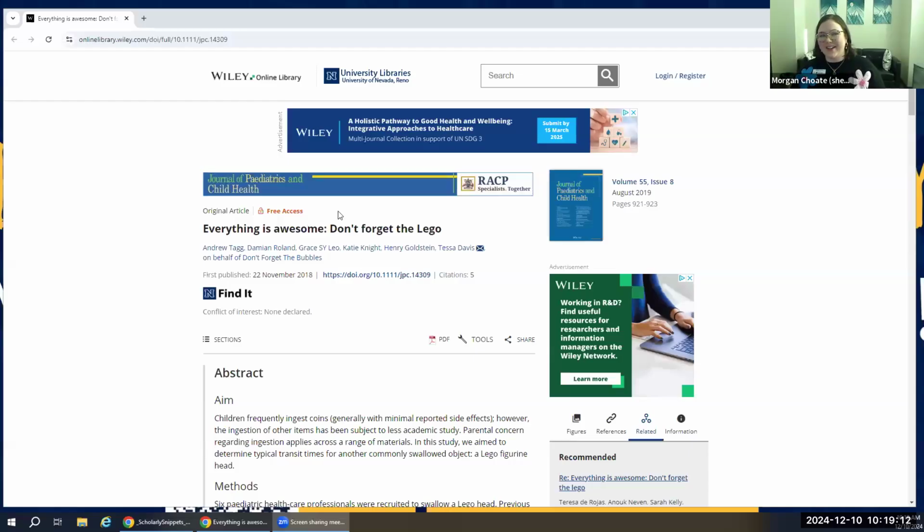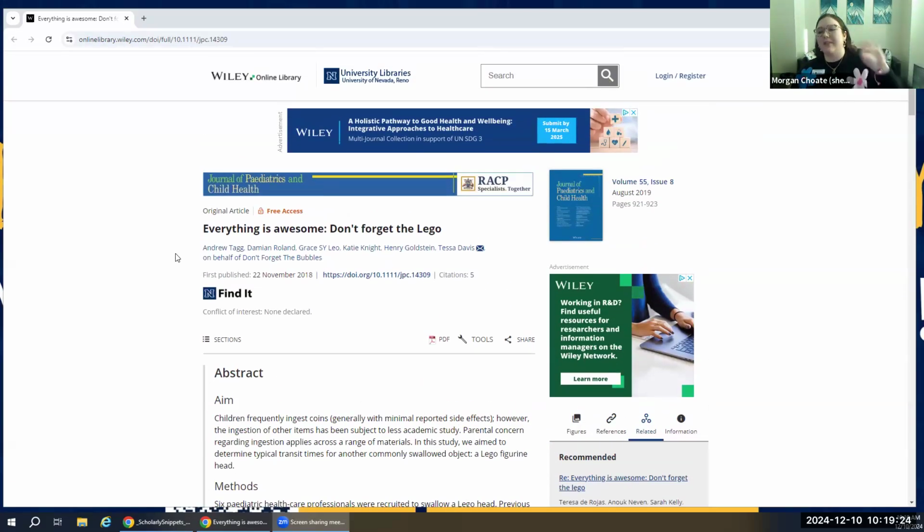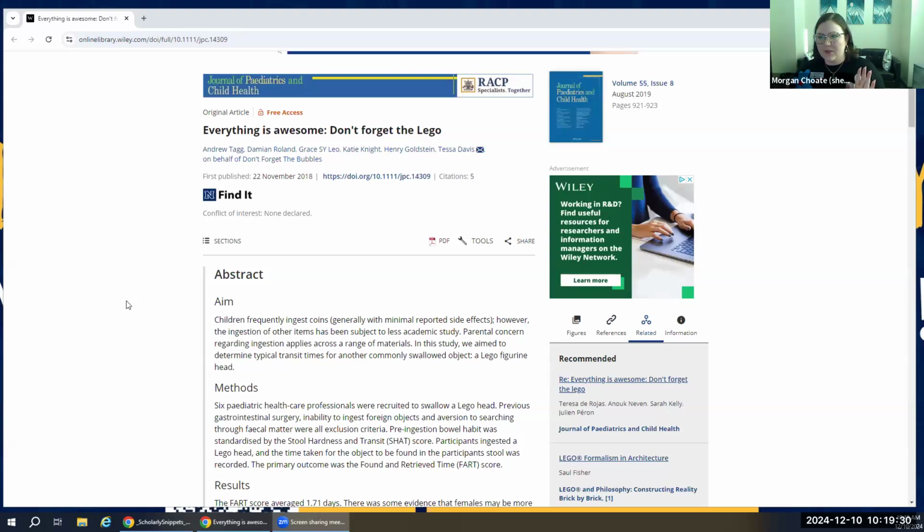But this article is fun for me because it is not at all, I think, super serious. It's very tongue-in-cheek, I would say. But it is a Journal of Pediatrics and Child Health article called Everything is Awesome, Don't Forget the Lego. And I wanted us to take the concepts that we talked about today just to get a deeper understanding of what is actually going on, because while the article is pretty tongue-in-cheek, they do make some conclusions that I would be curious if you all from the content today think that they're allowed to make.